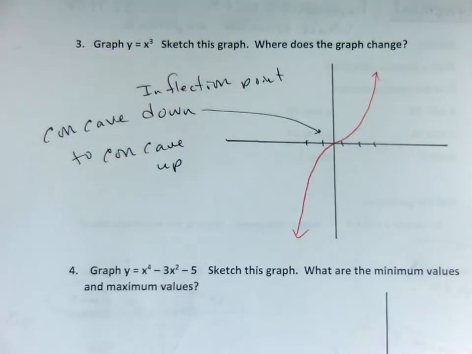Okay, concave down. Watch. This is concave down. So if I were to keep going, it concaves down, and then all of a sudden it goes to concave up. Do you see the illustration? Concave up, concave down? Yeah. Concave.